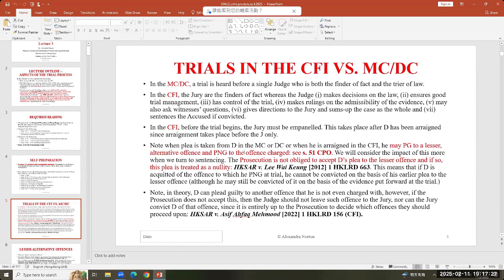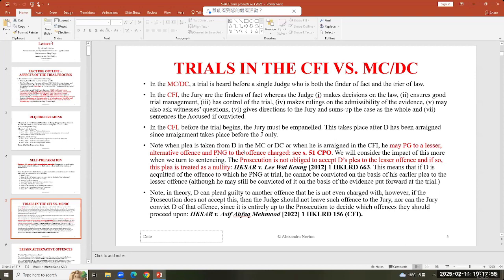It's completely up to the prosecution to accept that plea to the lesser charge. If they do accept it, then the judge will proceed to convict the accused on that guilty plea to the lesser alternative, and he'll then be sentenced. But if the prosecution decide to reject that plea to the lesser offense, then the trial will continue on the more serious offense, and the guilty plea to the lesser offense is considered to be a nullity.